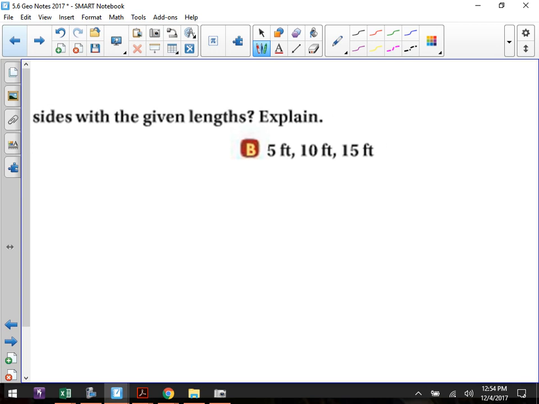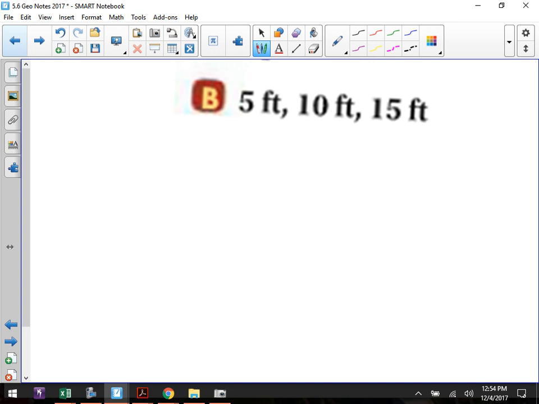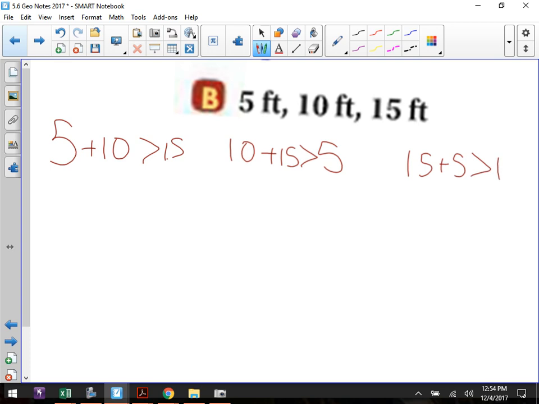Can I make a triangle with those side lengths? Is that greater than? You can. These two are both okay, but 15 is not greater than 15. So can I make a triangle out of that?